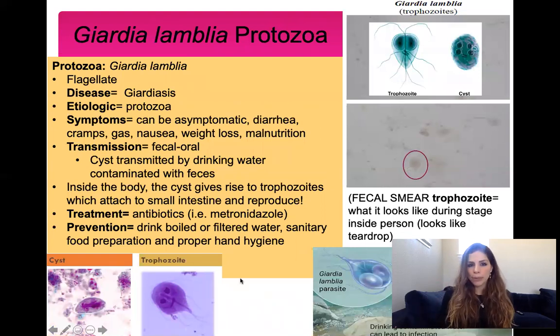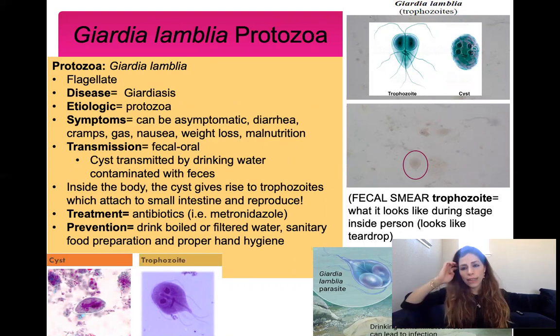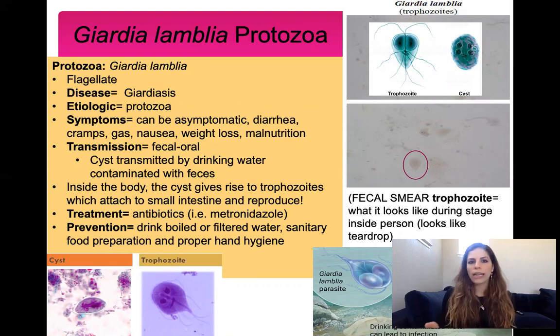Giardia lamblia is a protozoa, and it causes the disease giardiasis. It can be asymptomatic, but usually the symptom is diarrhea. The transmission is fecal-oral, meaning that if someone is infected and they go to the bathroom and don't wash their hands and they prepare food, you can get the infection. The cyst is also transmitted by drinking water contaminated with feces. So if you have a water source for a community and there's feces coming into it, that can lead to bad Giardia infections. And inside the body, the cysts will give rise to the trophozoites.